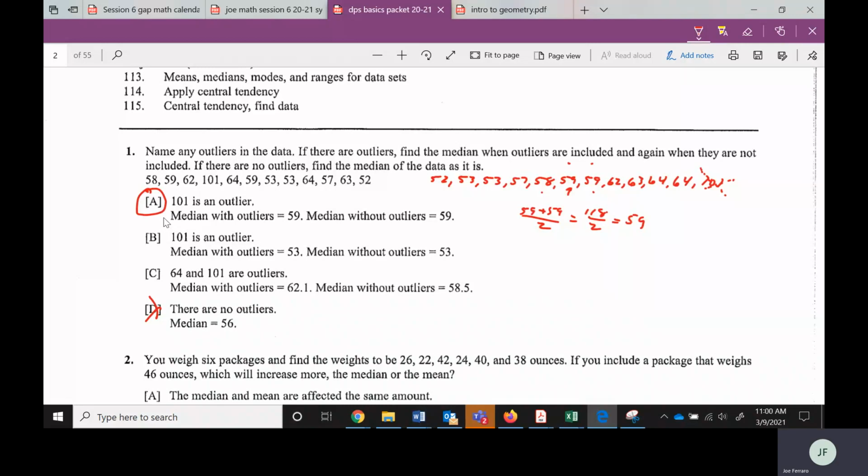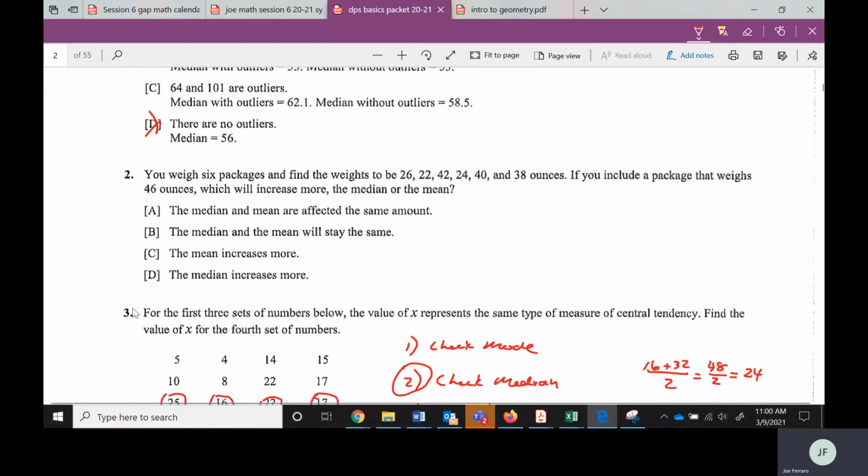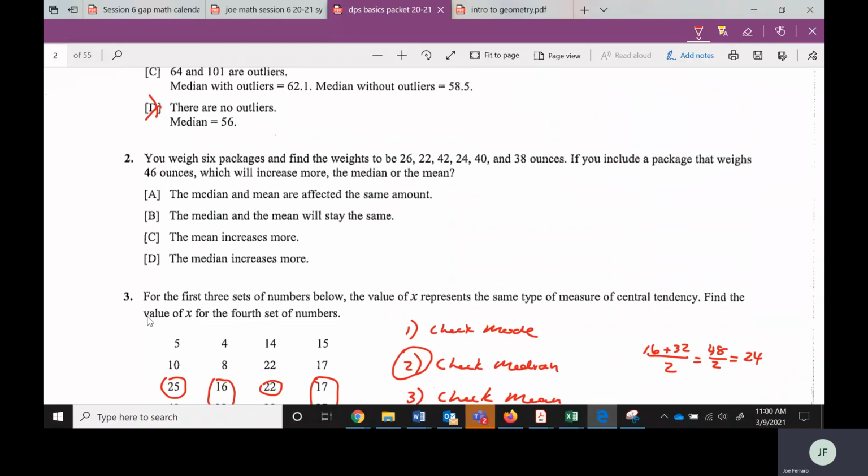Okay. Next one, number 2. Again, if you're getting a little bored, hit pause, take a break, come back to it. Okay. So you weigh 6 packages and find the weights listed. If you include a package that weighs 46, which will increase more, the median or the mean? First thing we have to do is put the original in order.